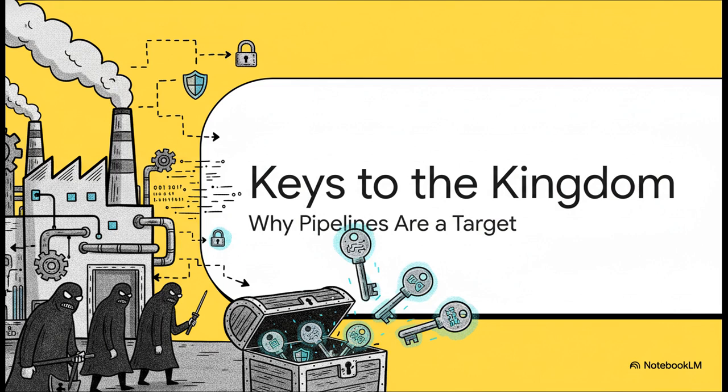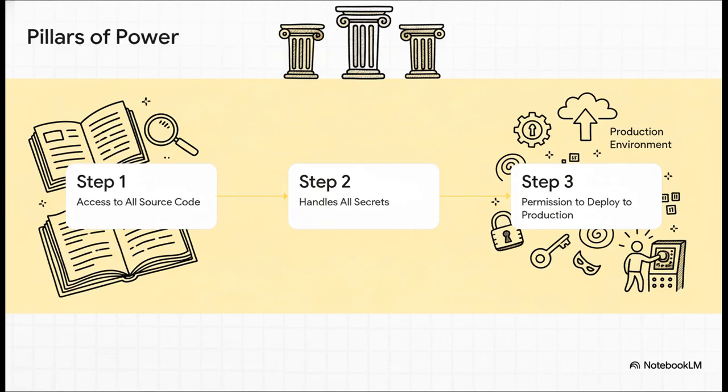Okay, so what is it about this digital factory that makes it such a juicy target for attackers? I mean, why is it literally considered the keys to the kingdom? Let's get into it. Well, it really boils down to these three pillars of absolute power. First, the pipeline can see all your source code, your company's secret sauce. Second, it handles all the secrets, your API keys, database passwords, cloud credentials, the whole shebang. And number three, and this is the big one, it holds the ultimate permission, the authority to push new code directly into your live production environment. It's an attacker's dream come true.